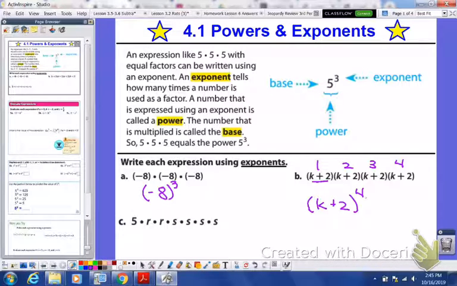And then our last one, 5 times r times r times s times s times s times s. Well, they only have one 5. Your number should always come at the beginning. And then I have 1, 2 r's, so r to the second. And then 1, 2, 3, 4 s's, so s to the 4th. So 5 times r squared times s to the 4th, all being multiplied together. And so there's a couple examples of rewriting with exponents.